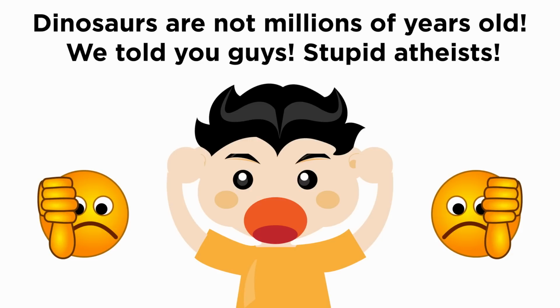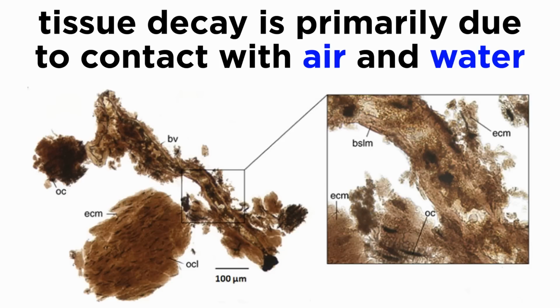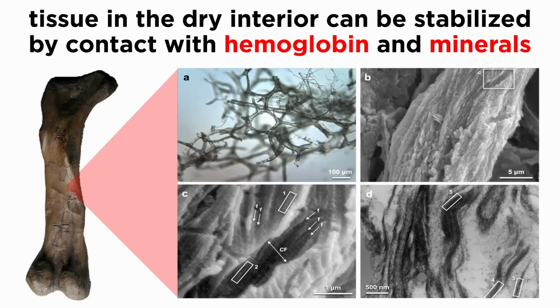But this interpretation ignores key facts and very obvious explanations. In reality, it is possible for soft tissue to be preserved under the right conditions. The process by which soft tissue decays depends on contact with air and water, but this soft tissue was in the dry interior of the specimen, stabilized by contact with hemoglobin and the mineral walls of the surrounding pores. Though fascinating, it does not change the dating of the specimen.